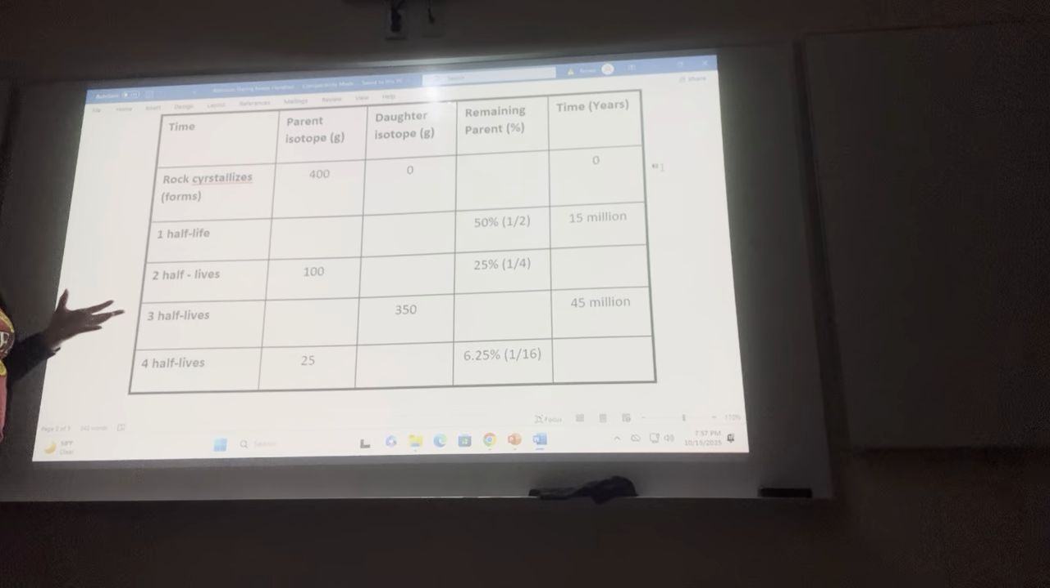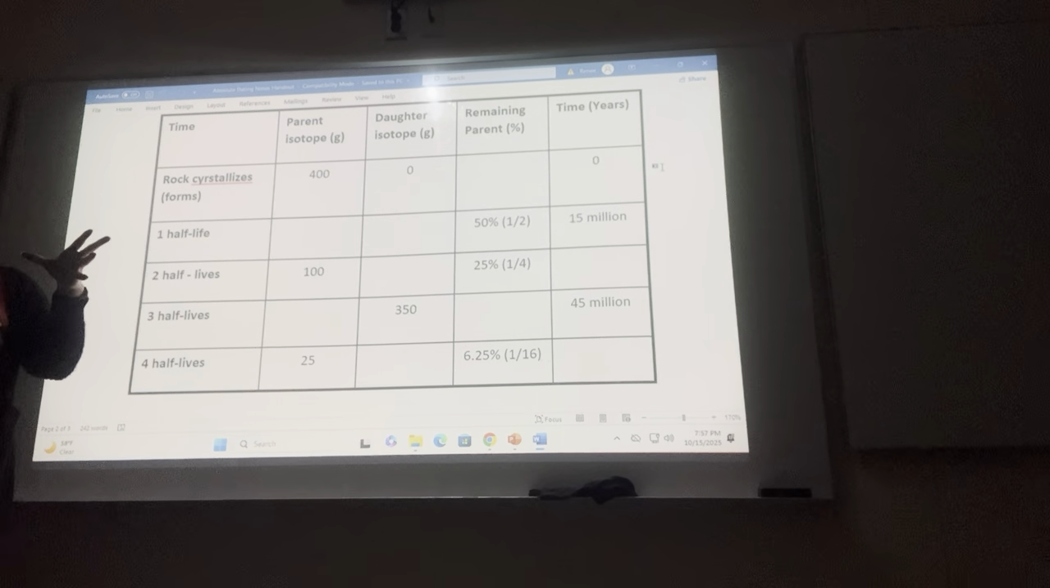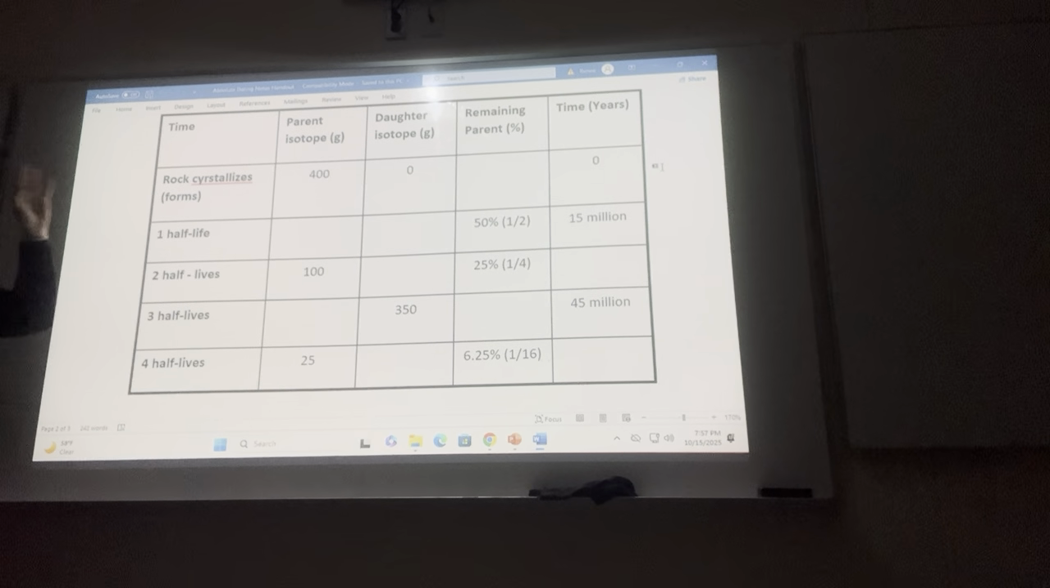So if we were to set up a table like this, and we're given a question like, okay, you start with a sample of carbon-14 that has 400 grams, or you start with a sample of an unknown element that has 400 grams of parent element and 0 grams of daughter isotope. How many grams of parent isotope will remain after 3 half-lives? Okay, so that's what the question will ask. We'll go ahead and add it to this chart and figure it out.